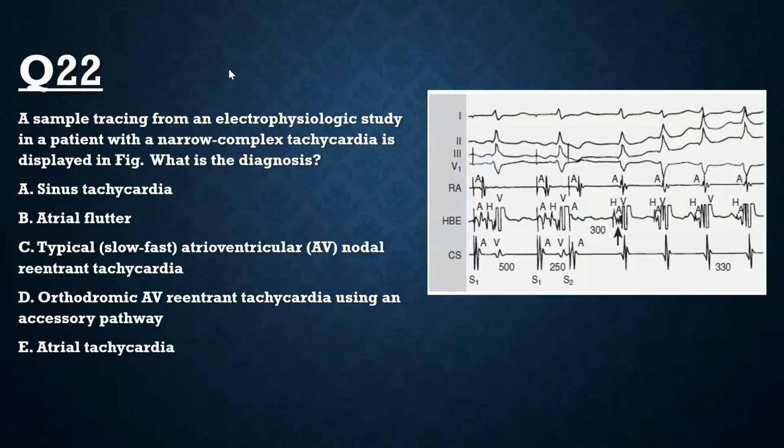Sample tracing from the EP study in a patient with narrow complex tachycardia is displayed in the figure. What is the diagnosis? Sinus tachycardia, atrial flutter, typical AVNRT, orthodromic AVRT with an accessory pathway, or atrial tachycardia. On the figure, we can see the first 4 leads, leads 1, 2, 3 and V1. And we also see the right atrial tracing, His bundle tracing, and coronary sinus tracing.